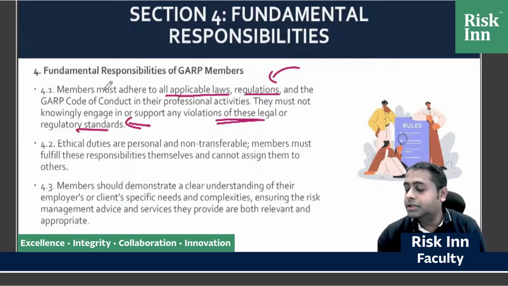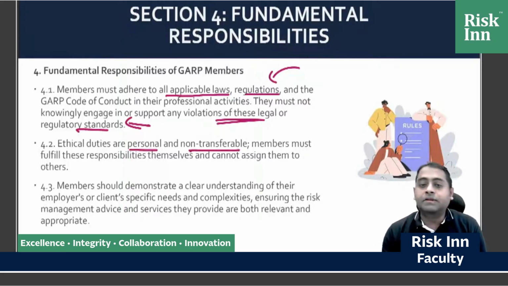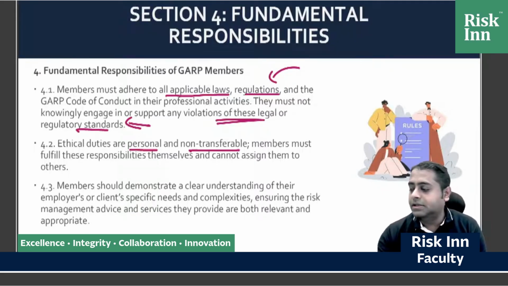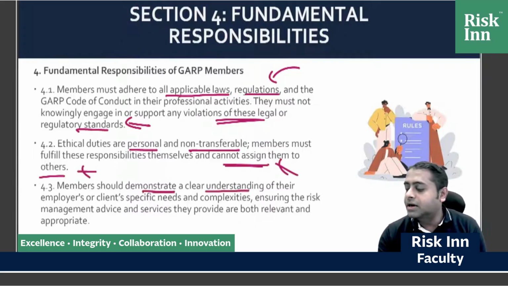Ethical duties are personal and not transferable. Suppose you are a supervisor and one of your juniors who was reporting to you made some mistake. You cannot say that it was his mistake. It is your responsibility to supervise, right? If somebody is giving you the work, you cannot assign it to somebody else. Members should demonstrate a clear understanding of their employer's or client's specific needs.